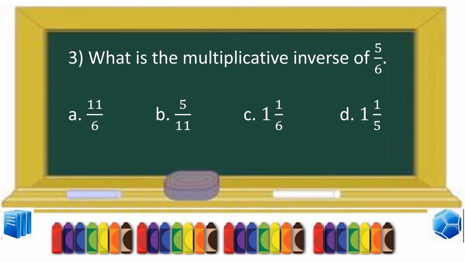Number 3. What is the multiplicative inverse of 5/6? A. 11/6, B. 5/11, C. 1 1/6, D. 1 1/5. The answer is 1 1/5 because the inverse is 6/5. 6/5 is equal to 1 1/5.